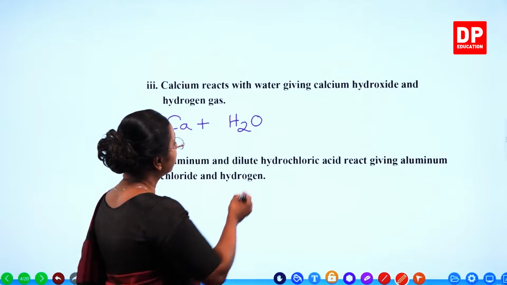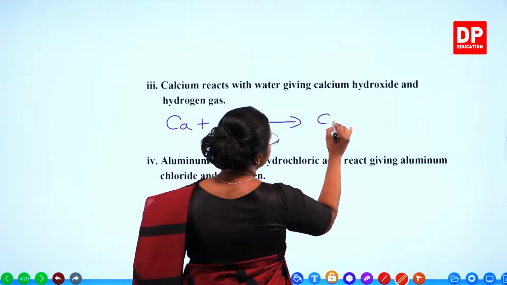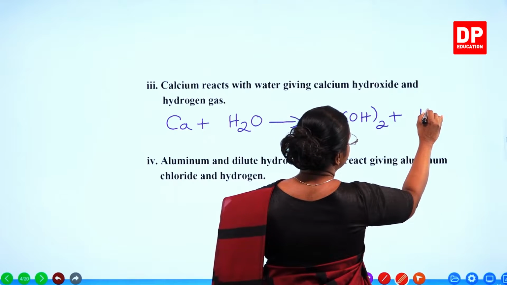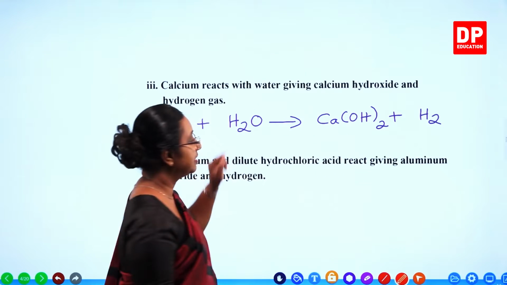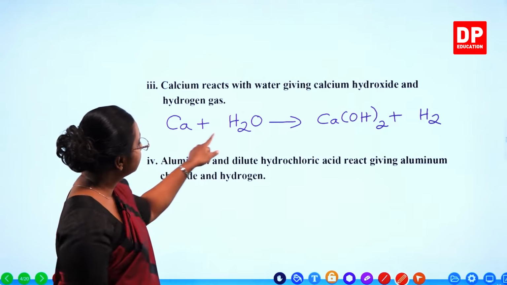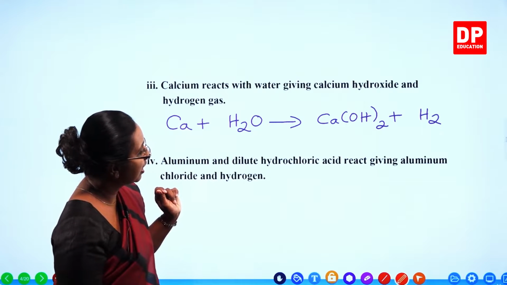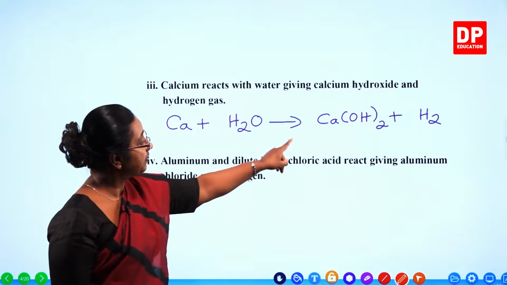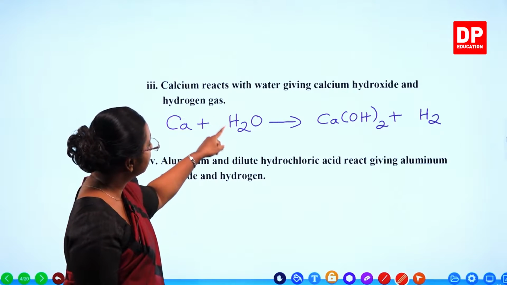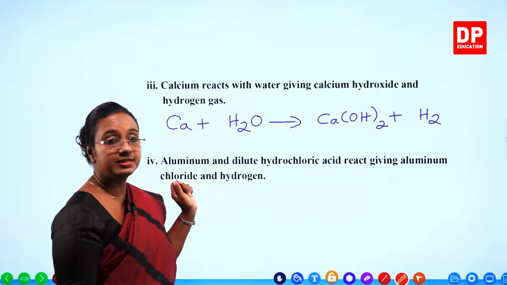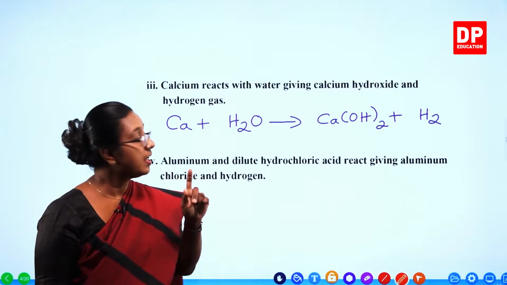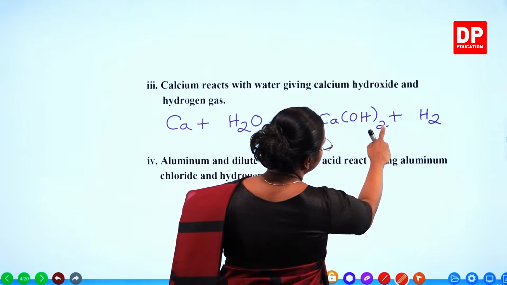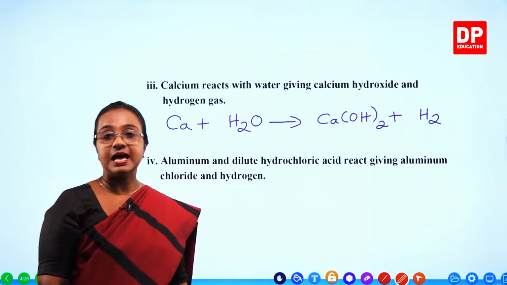Calcium reacts with water giving rise to calcium hydroxide, Ca(OH)2, and H2 gas, hydrogen gas. So, calcium and water giving rise to calcium hydroxide and H2. How are we supposed to balance it? Calcium, it's correct, it's balanced. But here you can see there are only 2 hydrogen atoms and 1 oxygen atom, but on the other side there are 2 oxygen atoms and 2 plus 2, 4 hydrogen atoms.